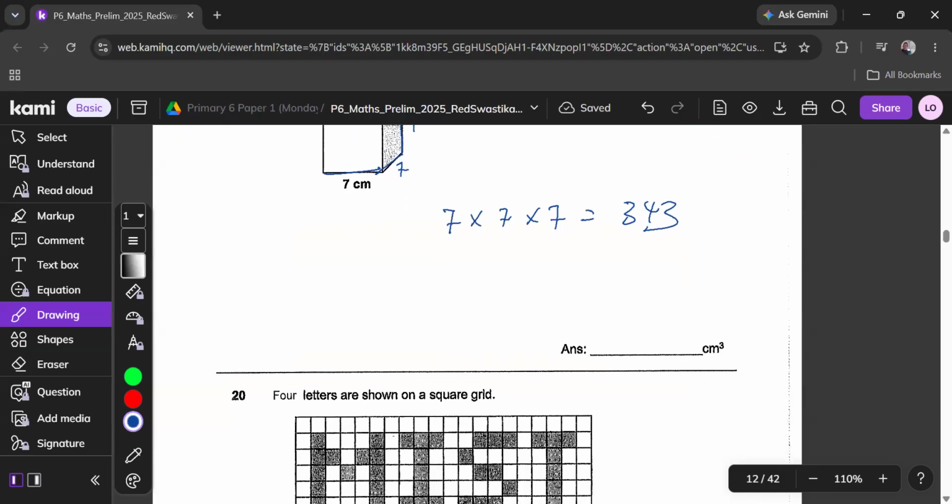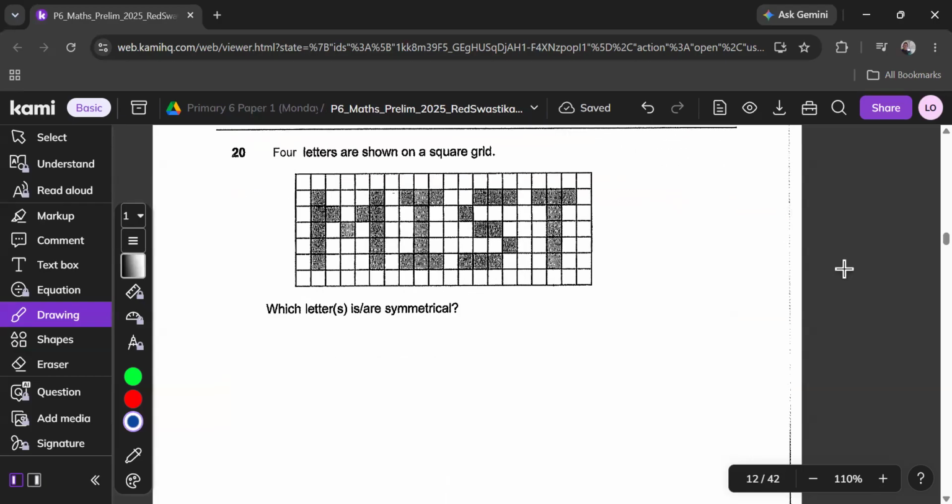Okay, question 20. Which letters are symmetrical? H. Okay, your H is one of them. I can also cut. Okay, and these S are not symmetrical. E can also cut. So you have three letters: H, I, E. Now, when you cut into half, it doesn't have to be vertical. It can also be horizontal. It can also be diagonal.